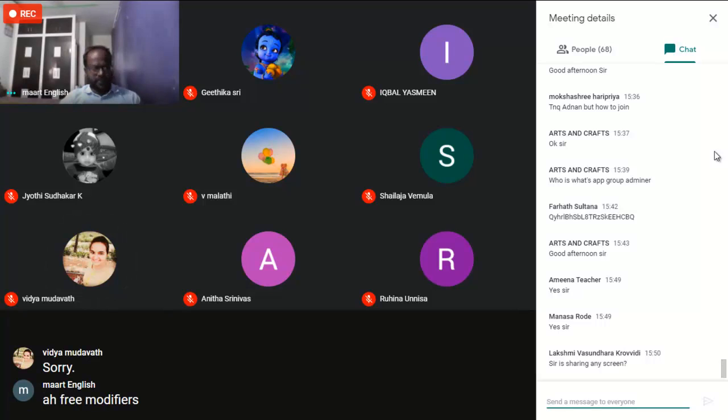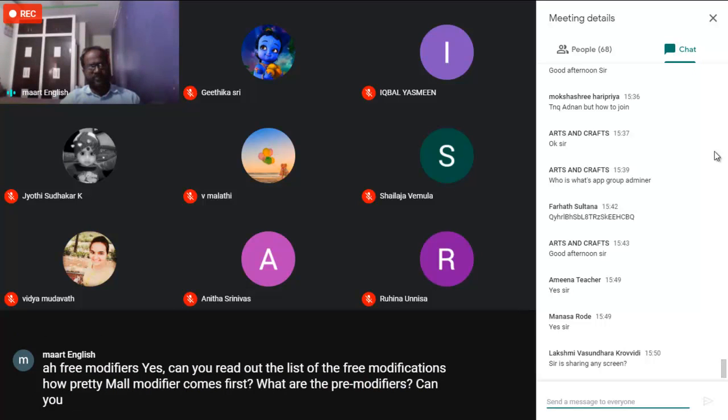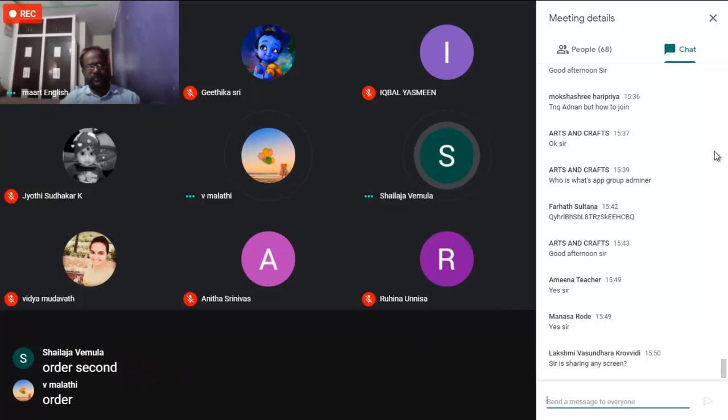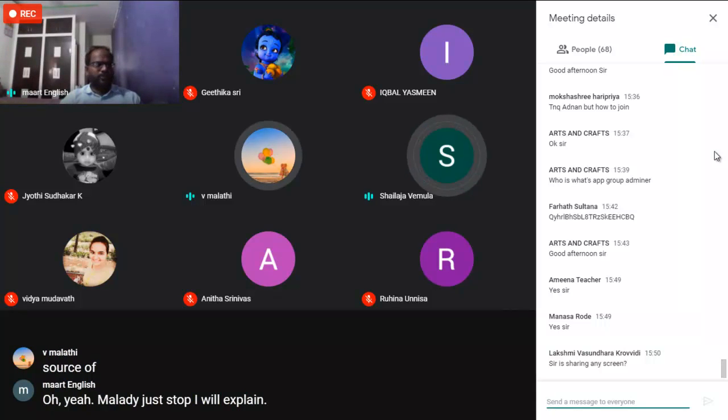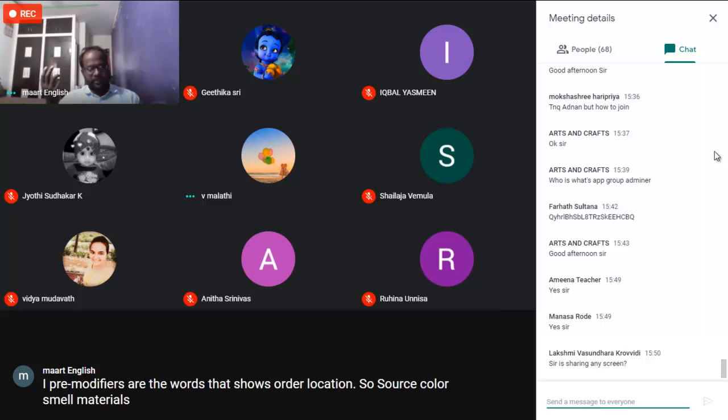Pre-modifiers. Can you read out the list of the pre-modifiers? How does the pre-modifier come first? Can you name some of the pre-modifiers? Order words, order numbers like second, last. Location, like kitchen, ground. Source or origin. Pre-modifiers are the words that show order, location, source, color, smell, materials, size, weight, luster. These are called pre-modification words.